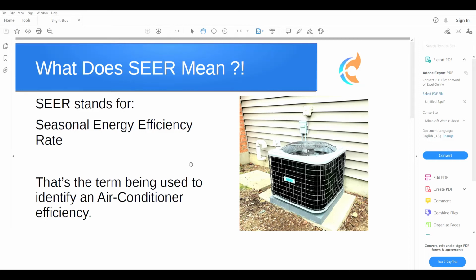What does SEER mean? SEER is a term being used to identify an air conditioner efficiency. The term SEER itself stands for Seasonal Energy Efficiency Rate.